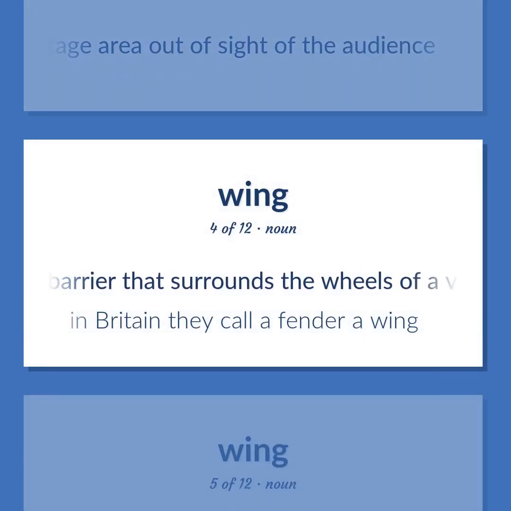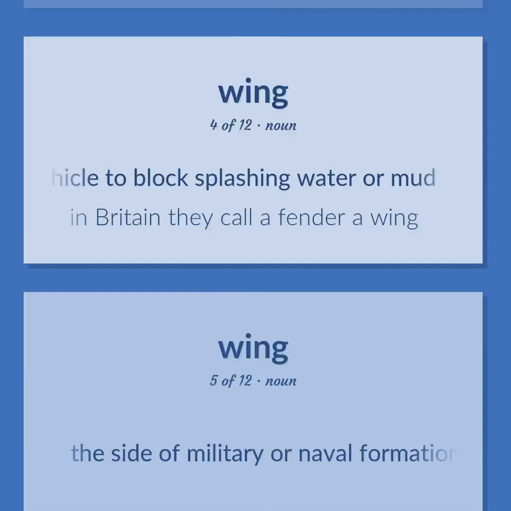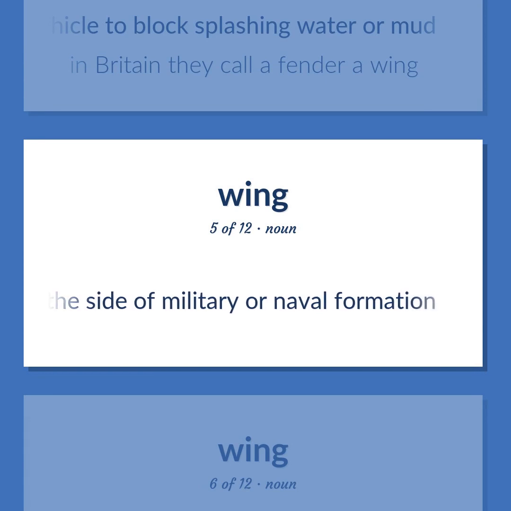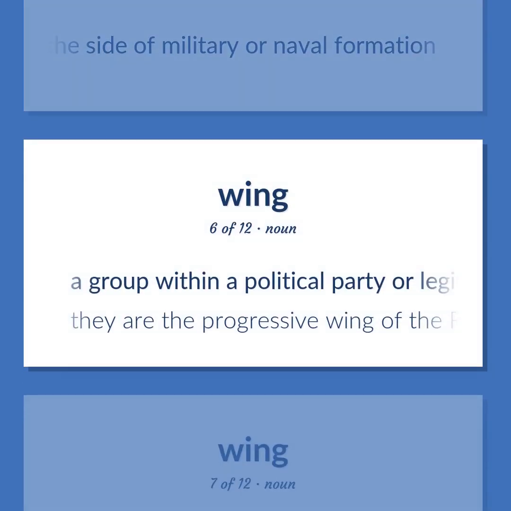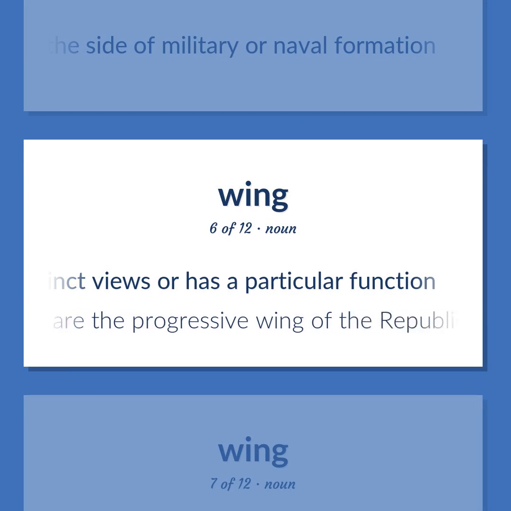A barrier that surrounds the wheels of a vehicle to block splashing water or mud. In Britain they call a fender a wing. The side of military or naval formation. A group within a political party or legislature or other organization that holds distinct views or has a particular function. They are the progressive wing of the Republican Party.